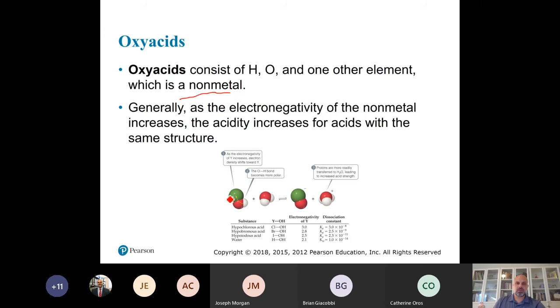The red here is going to be our oxygen. We have our OH, so we're looking at the acidity of this OH bond. That OH is going to be forming the hydronium ion when we dissolve that acid in solution. And the green sphere here is going to be the nonmetal that we're talking about.